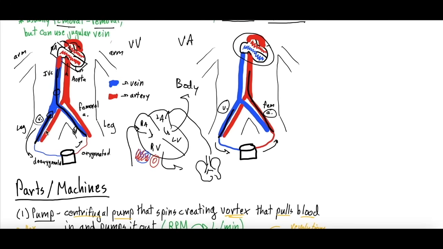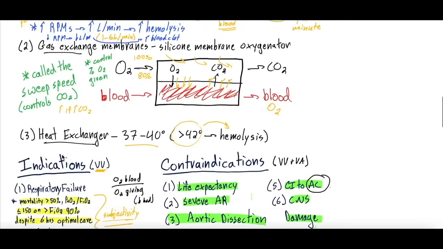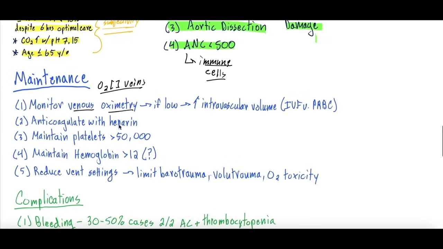Because anytime you're taking the blood out and putting it in a foreign material and changing how that blood is flowing, that blood often gets stasis and it will clot very, very easily. So you need to have these patients on anticoagulation with heparin constantly. They are also at very high risk to bleed.